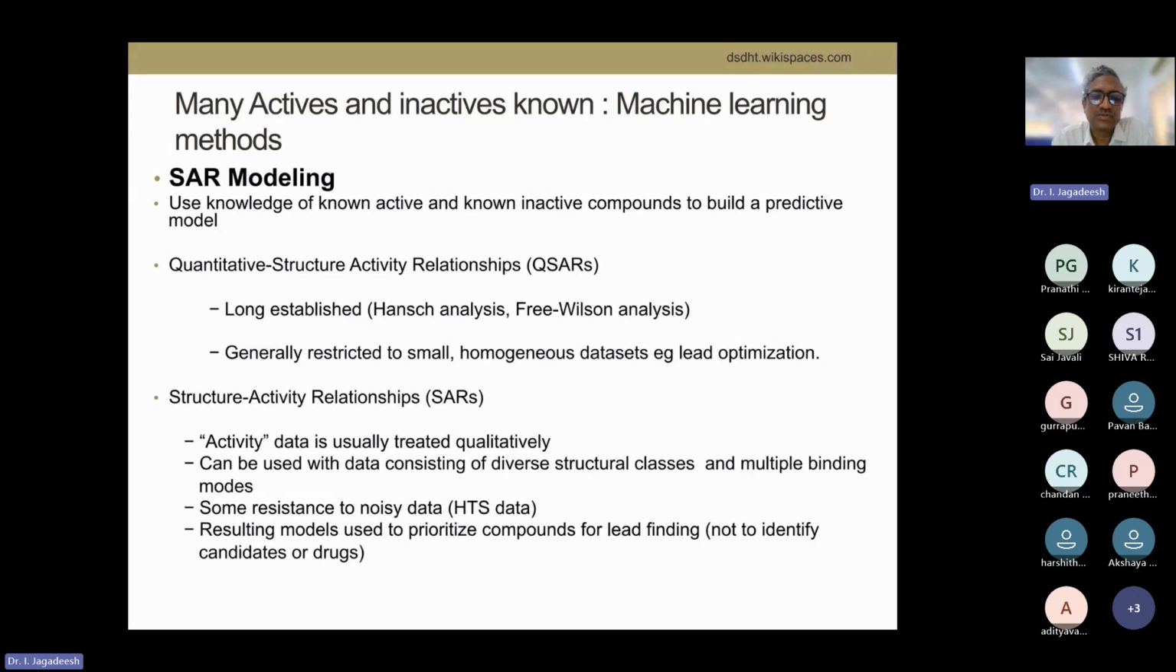The resulting model is used to update the compounds for lead finding, not to identify the drug candidates or the drugs, not like a QSAR. In the SAR, we are going to find out the lead. So we cannot find the drugs exactly, but in the QSAR, we can bring the drug with multiple modifications, which are going to work like a drug-like moiety.